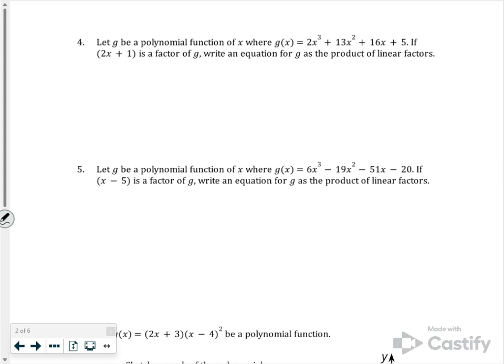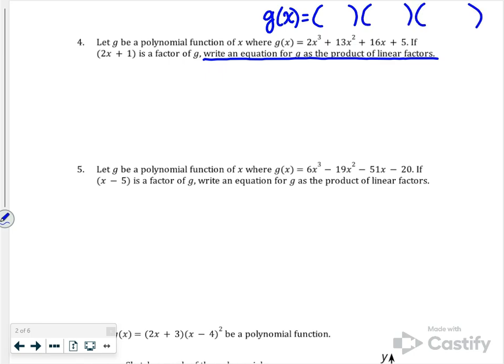This is when we need to basically factor the polynomial. So when you read this phrase, write the equation as a product of linear factors, that means they want us to write g of x as some set of parentheses times another set of parentheses times another set of parentheses. And in this problem, I know that this is a cubic function. So a cubic means a degree of 3, and that means we're going to have 3 factors.